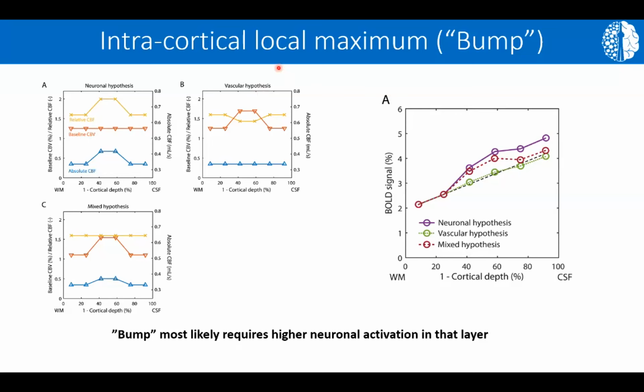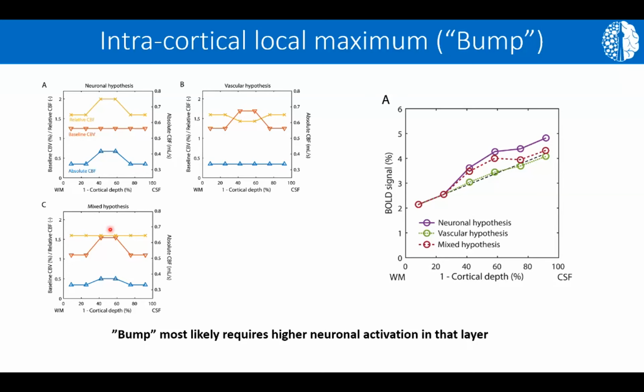Then we have the vascular hypothesis, which means we have a high level of blood volume, in red, in the middle layers, but the neural activity, in blue, is constant. And we have the mixed hypothesis, which also makes sense: if you have higher blood volume, there's a reason why there's a higher blood volume, because neurons are usually, on average, more active. So the mixed hypothesis says, yes, there's a higher blood volume, but there's also higher neural activity for simple stimuli like a checkerboard and so on.